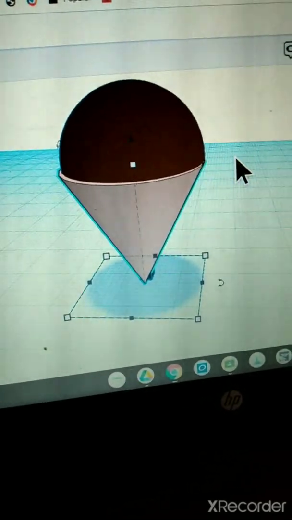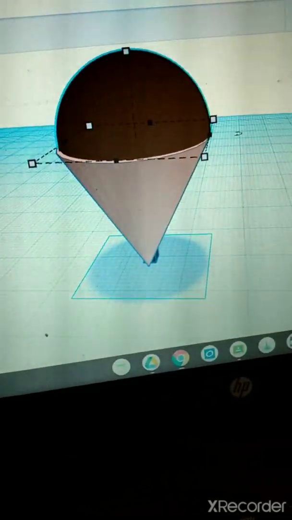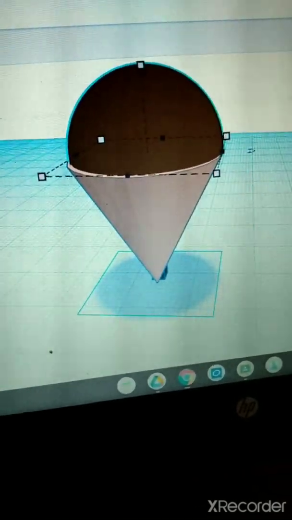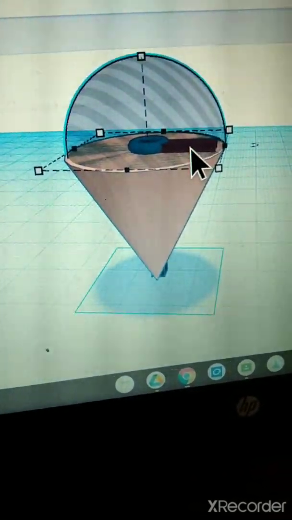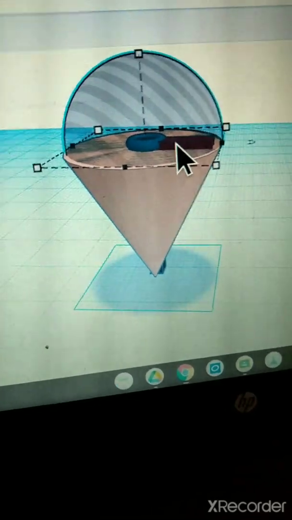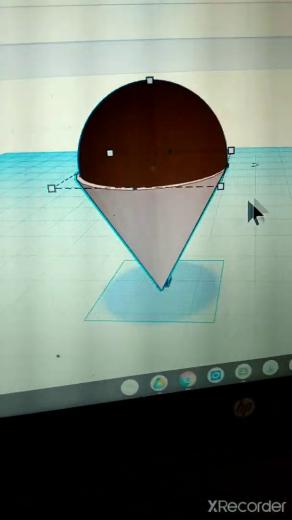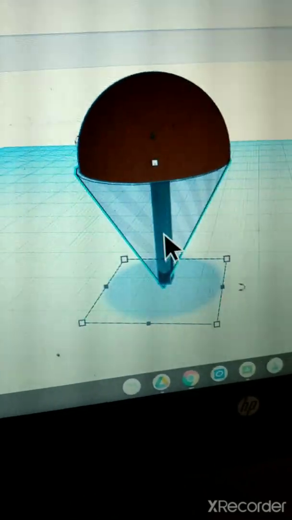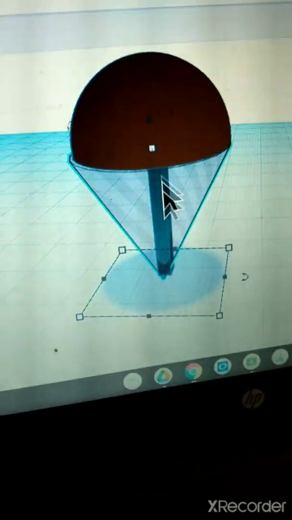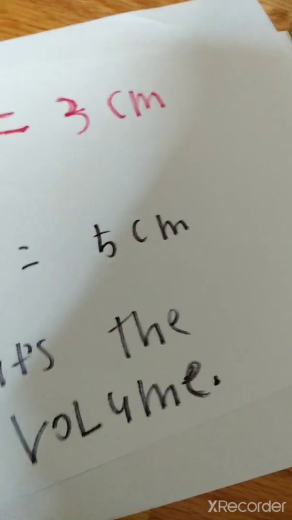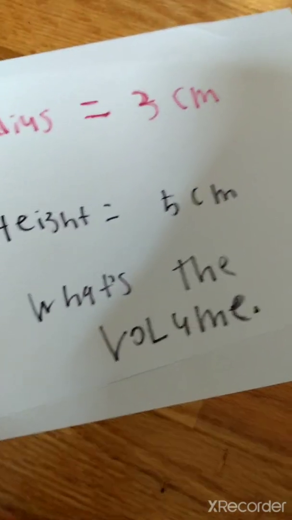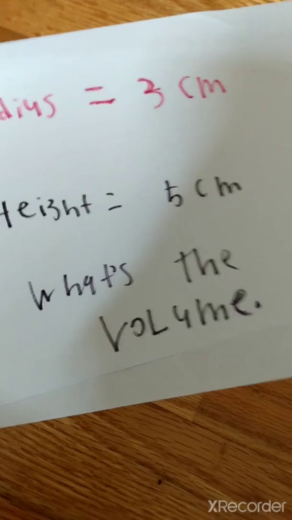The dimensions of Patrick's ice cream: for the hemisphere, the radius is right there. The radius is going to be 3 centimeters, and the cone below it is going to be the height. This is the height of the ice cream, and the height is going to equal 5 centimeters. What is the volume of Patrick's ice cream?